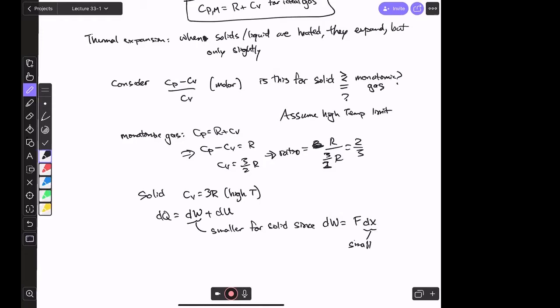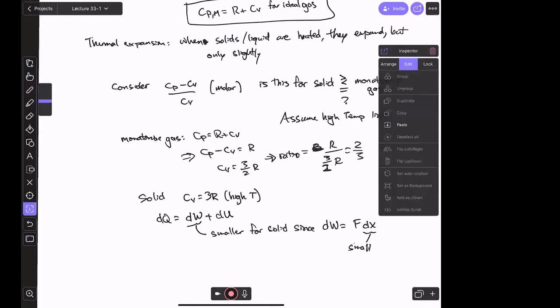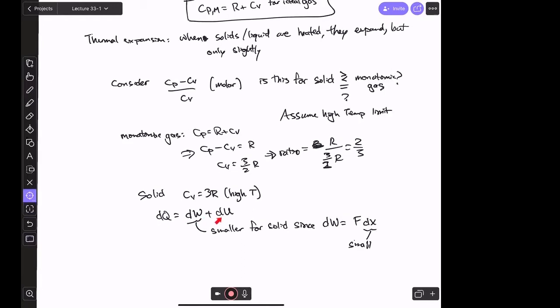So can somebody else pick it up from there? What does that mean about the ratio, or what does that mean about Cp compared to Cv for a solid? Are they going to be really different from each other, or really similar? So what we're saying is that for a solid, almost all this dq goes into du. Quite a small amount goes into dw because the amount of expansion is so small. So what does that mean about the comparison between Cp and Cv for a solid? They're similar to each other.